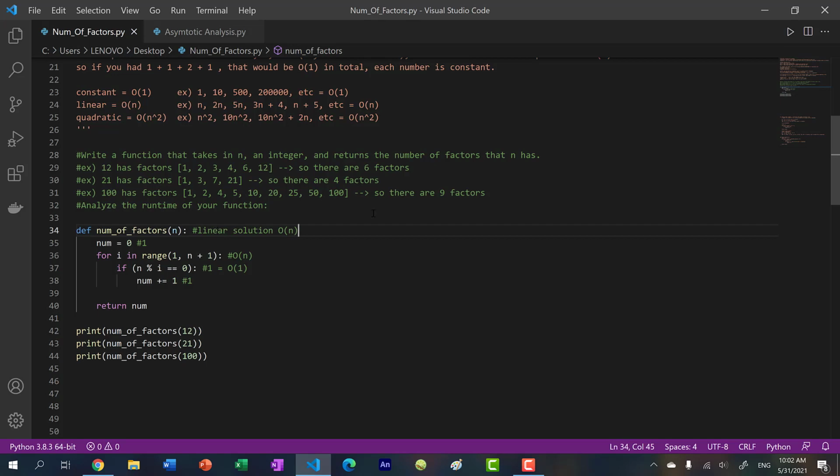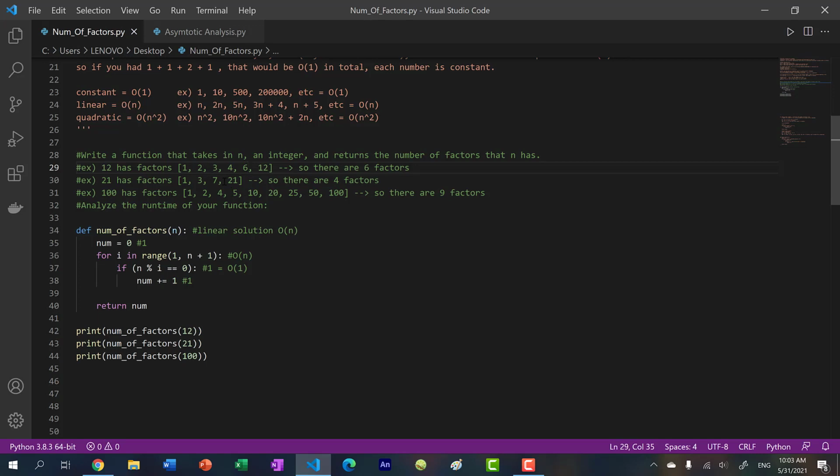So let's take a look at some of our examples. If you look at the last factor of any number, it is always itself, right? What is the factor before that last factor? In this case, for 12, the number is 6. And in the case of 100, the number is 50. So it's about half of the last factor. It's about half of n.